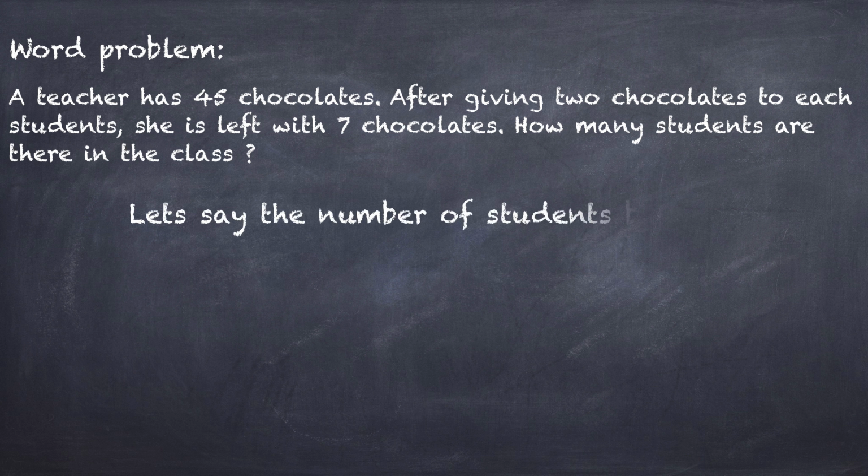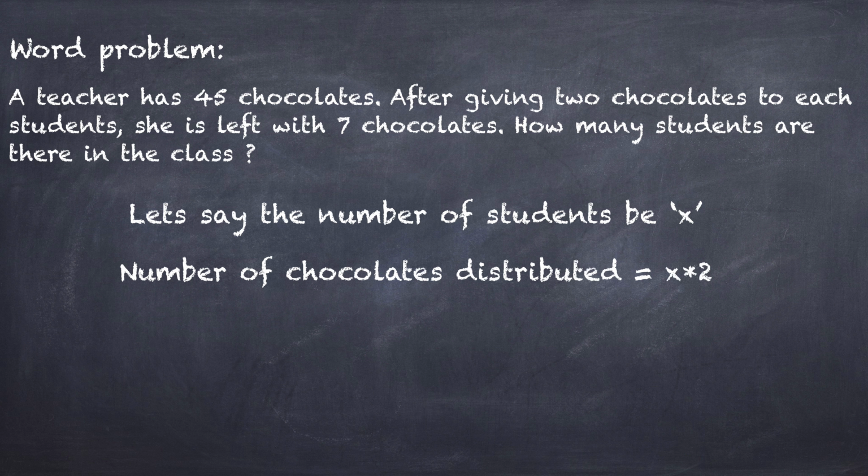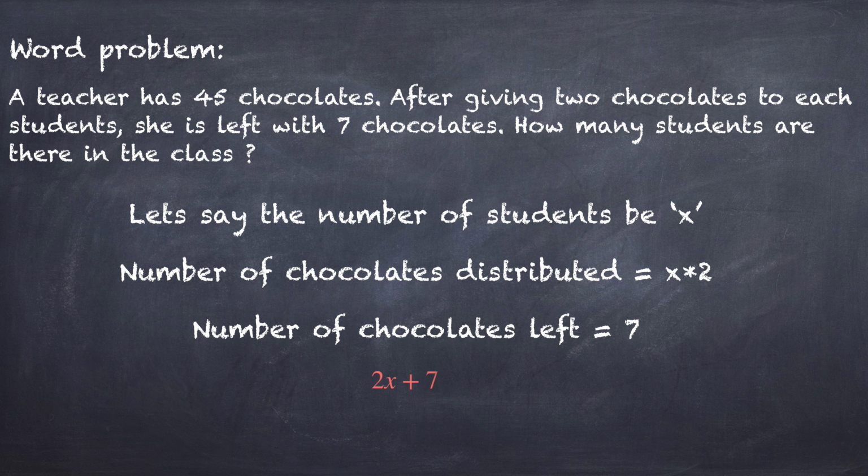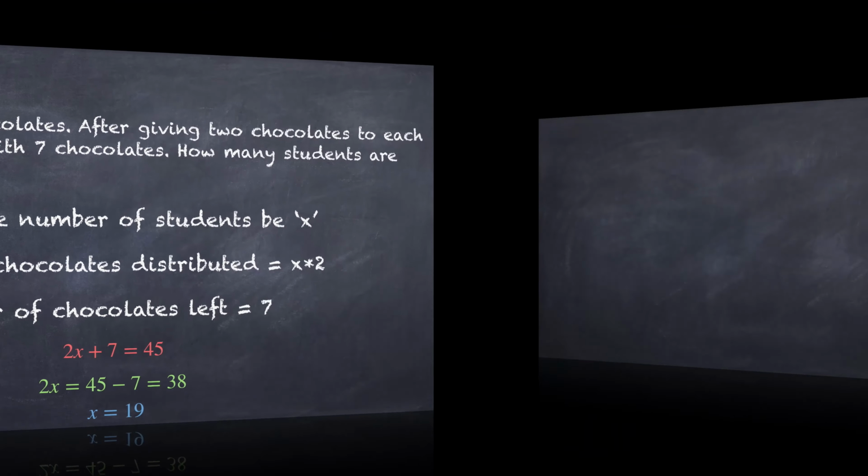Let's say the number of students in the class be x. Number of chocolates distributed is x into 2. Number of chocolates left over was 7. So 2x plus 7 is equal to 45. 2x is equal to 38 and x is equal to 19. As the degree is 1, we are getting one single value for x.